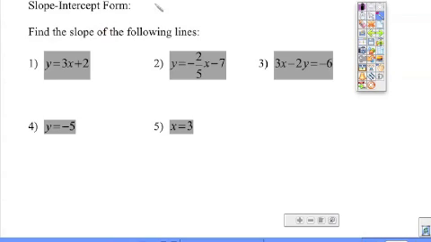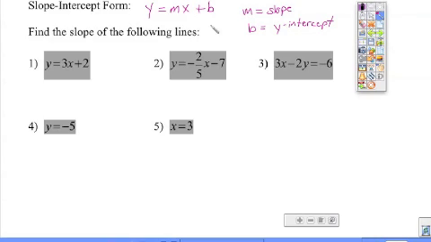Slope-intercept form of a line is y equals mx plus b, where m, we already said, represents your slope. b is your y-intercept, or the point where it crosses the y-axis. So the y-intercept is the point where the line crosses your y-axis.